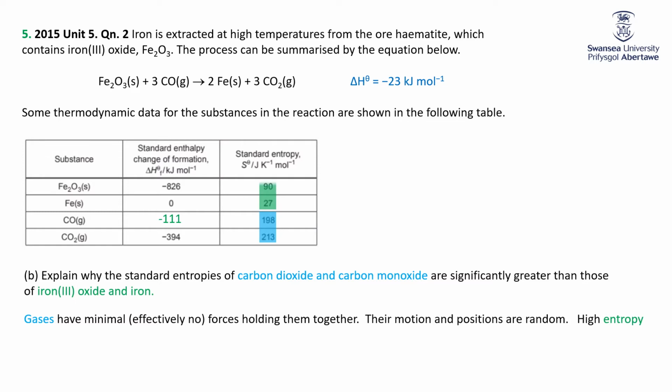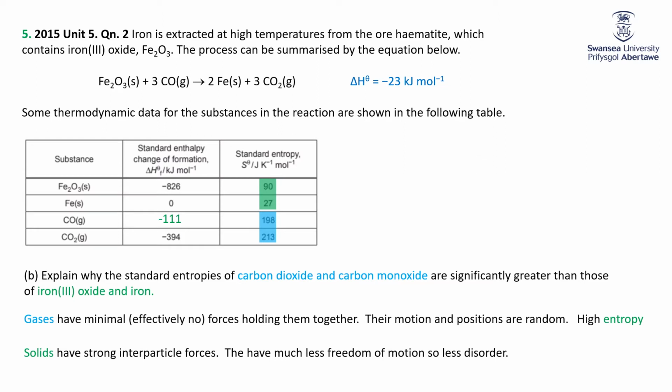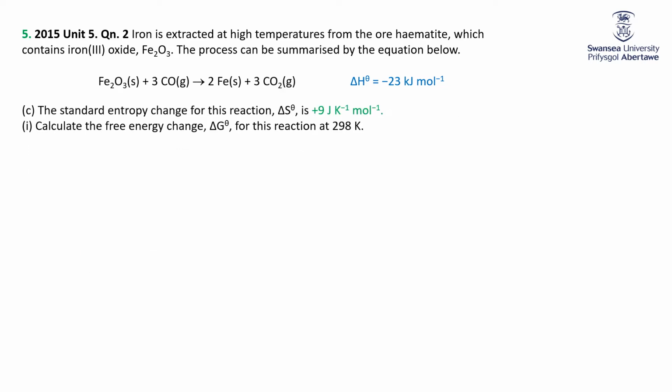On the other hand, if we look at the ones in green, iron(III) oxide and iron, those are solids. Solids, of course, are held in a nice lattice, a regular pattern with nice strong interparticle forces, much less freedom of motion, less disorder, thus low entropy. Continuing on, same reaction. The standard entropy change for this reaction, delta S, is plus 9.